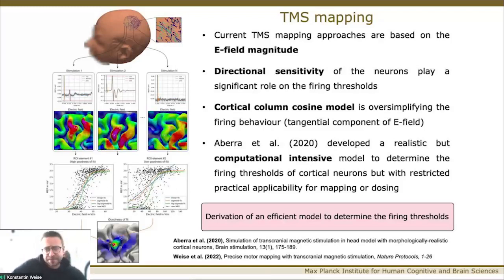So Aberra developed a realistic but very computation-intensive model by modeling these neurons and applying electric fields to them and determining the firing thresholds. But in practice, this is not really practical, because simulations take a lot of time, and in the lab it restricts the practical applicability, for example, mapping studies or dosing, where we want to have the thresholds really fast. So our goal was to derive an efficient model to determine the firing threshold within milliseconds, which we can easily do during our electric field calculations.